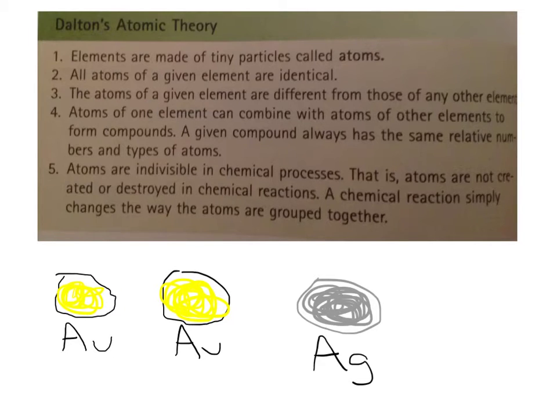The fourth one, atoms of one element can combine with atoms of other elements to form compounds. And once that happens, that compound will always have the same relative number and types of atoms. So let's take a look at the next slide.